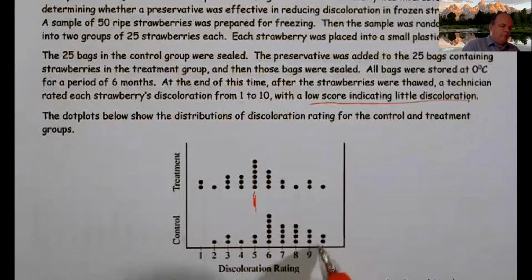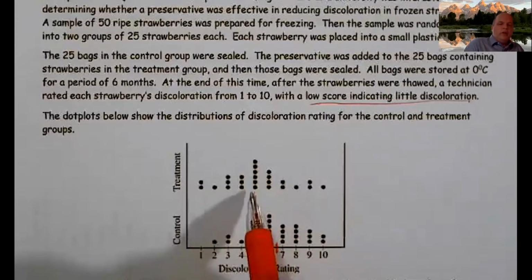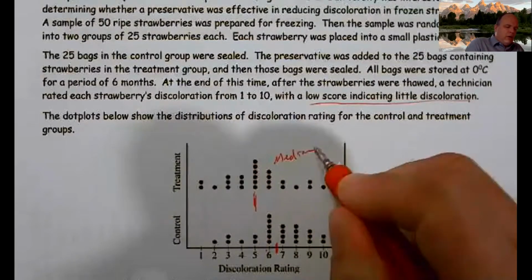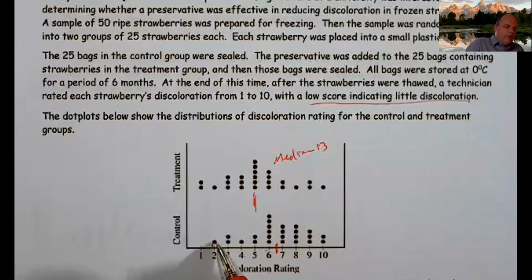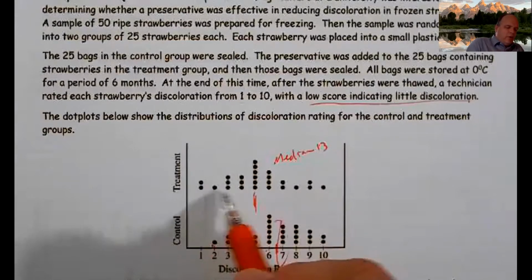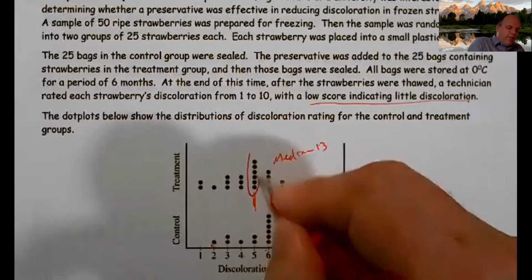I'm not sure what shape I'd call that, but I'm guessing the center is somewhere between 6 and 7 without doing any calculations. Now, I could have calculated this out. I know that there's 25 in each, so my median for this one would have been at 13, because there's 25. So 1, 2, 3, 4, 5, 6, 7, 8, 9, 10, 11, 12, 13. Okay, so my median's at 7. 1, 2, 3, 4, 5, 6, 7, 8, 9, 10, 11, 12, 13. So my median's right here at 5.